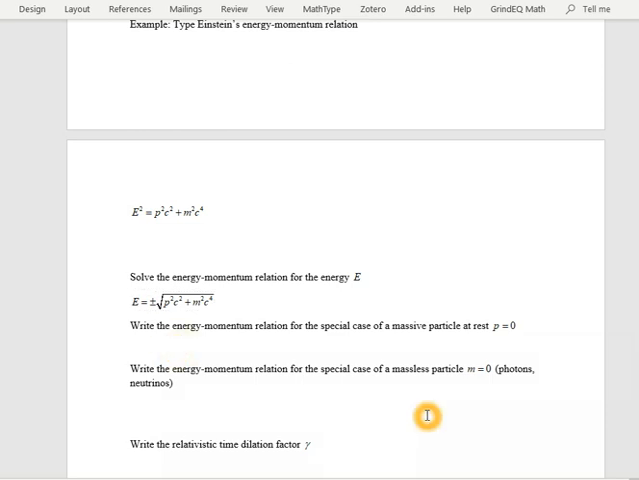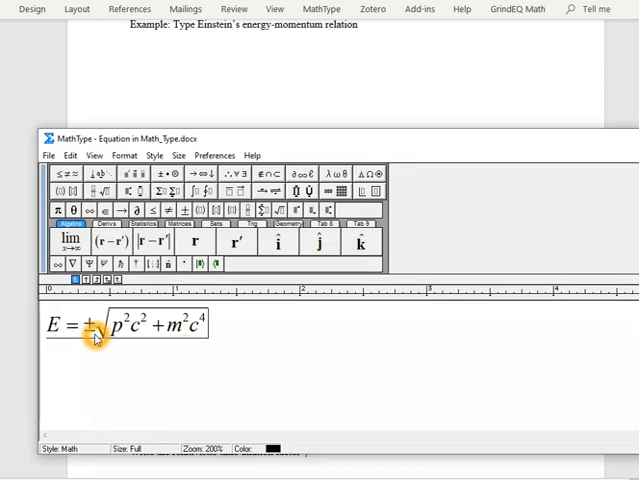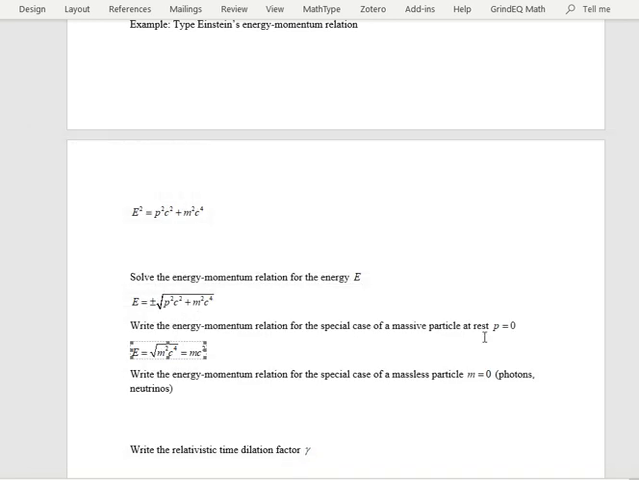The minus sign is interpreted in terms of antiparticles; usually we take the plus sign. So we'll write the energy-momentum relation for the special case of a massive particle at rest with zero momentum. So I'm going to paste this expression. I'm going to take the positive square root. For zero momentum, I simply take out this term, p squared c squared. And then we're just left with mc squared. So that's the energy of a massive particle at rest.